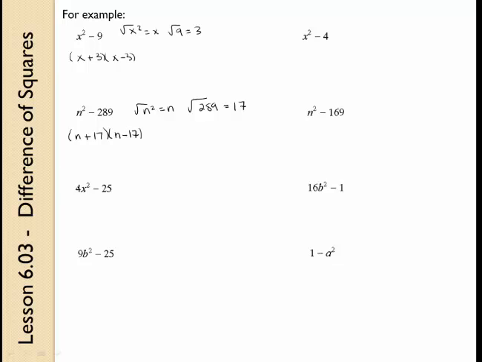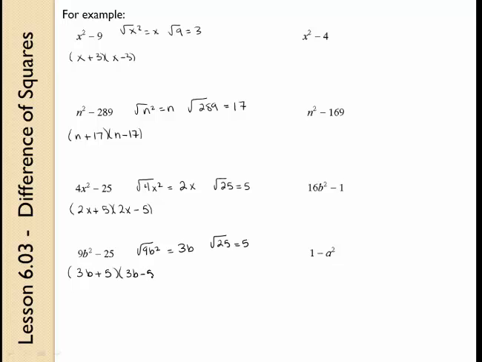Now this has a number in front of it, but 4 is also a perfect square. So if I take the square root of 4x squared, I'll have the square root of 4, which is 2, and then the square root of x squared, which is x, so 2x. And the square root of 25 is 5. So I have 2x plus 5, 2x minus 5. And finally, 9b squared, the square root of 9 is 3, the square root of b squared is b, and then again the square root of 25 is 5, so 3b plus 5 times 3b minus 5.